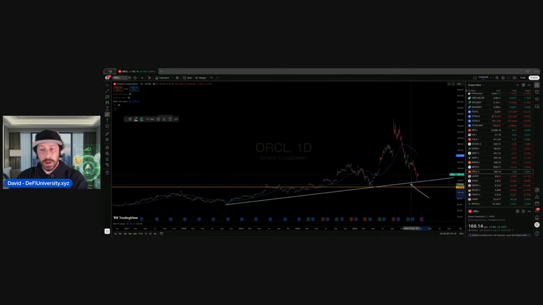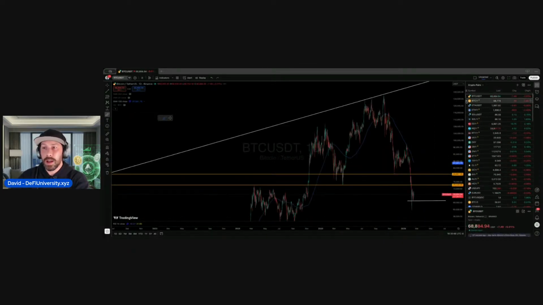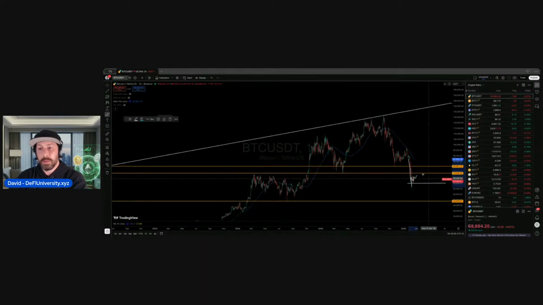And hey, you know what? If Oracle breaks this level of support here, then I think that would coincide with Bitcoin making a move down below its 200-week moving average. So this to me looks like we're starting to build out the beginnings of a bear flag. 74K on Bitcoin is resistance, with that $60,000 level acting as support. So I am short all of these digital assets.